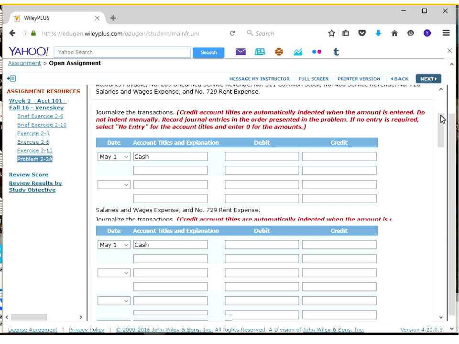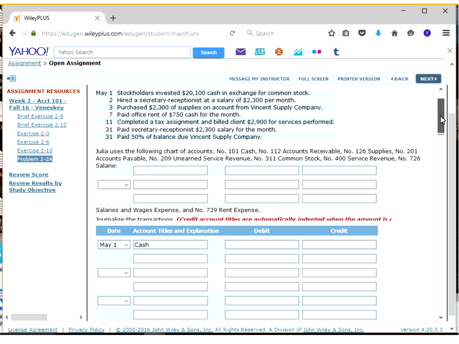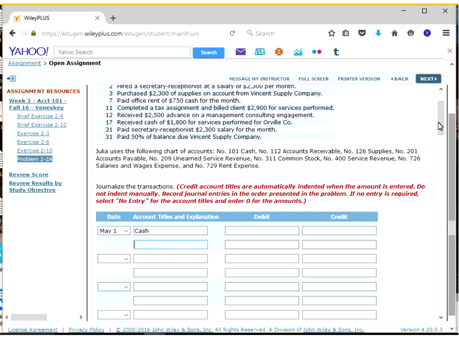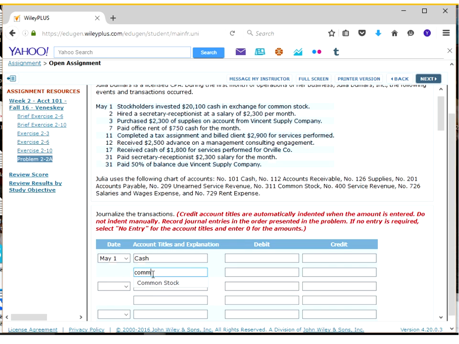Back up to this one here, we got cash, and where it came from. In my examples, I always like to use capital, but this is a corporation setting. When it's a corporation, we use common stock, and that's what it tells us here in the opening information. Remember, those two are synonymous. They mean really the same thing. So my cash was debited by $20,100, and my common stock credited. Once you put in the credit, notice it indents for us, so we don't have to do the indent.